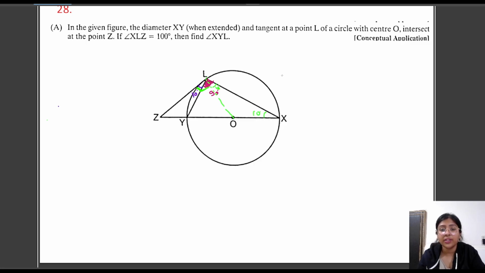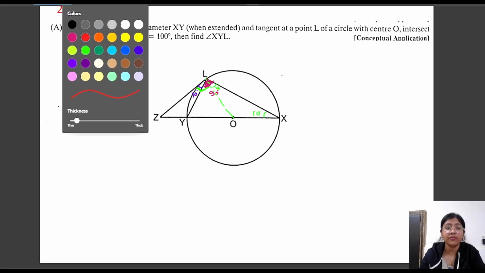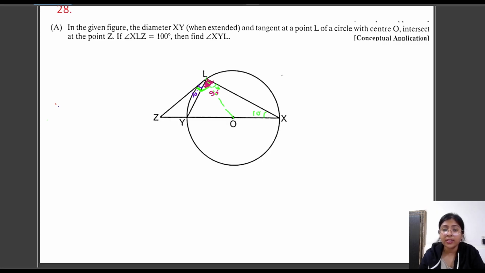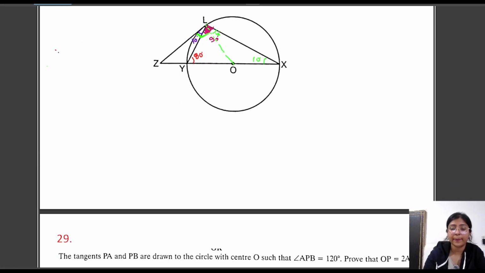Okay, what do we need to find out? XYL. In the triangle, we have two angles, that is 90 and 10. So this will be how much? 80 degrees. Very good. So the correct answer for this question is 80 degrees. You can write the solution. If you have any doubt, you can comment and ask.